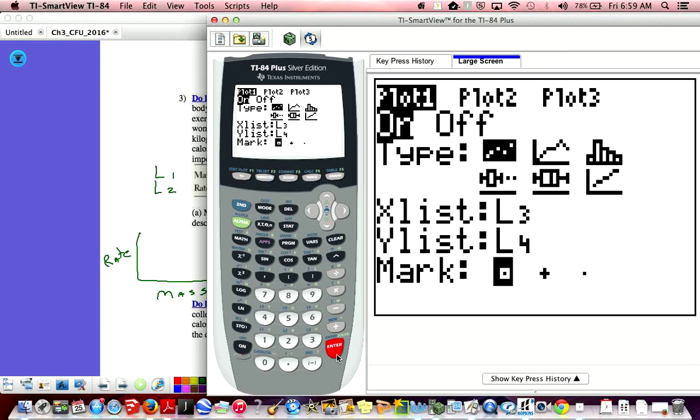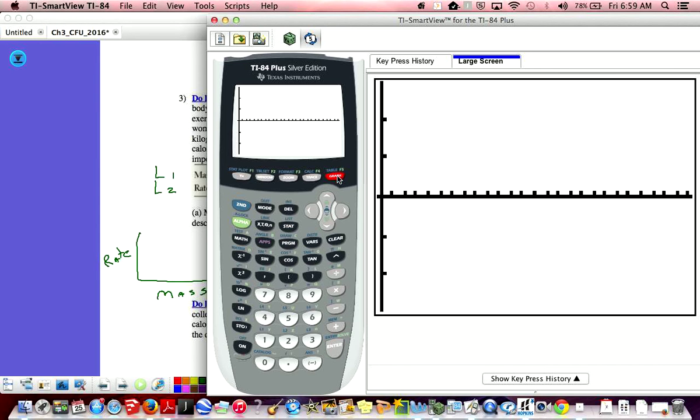Now I know I told you to put it in list 1 and list 2, so your X list here should be list 1, and right here it should be list 2. Mine are just in different values. Okay? So now if I hit the graph key, it's probably not going to show up because my graph window is set from a previous problem.